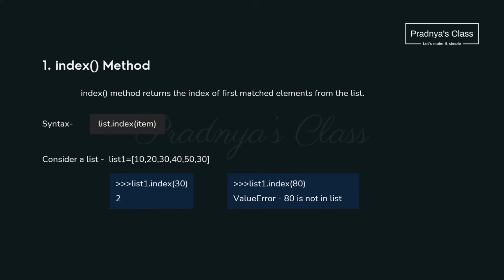The first method is the index method. It gives the index of the first matching element of the list. 30 in this list is at index 2. So we got 2. It will give the first match. That's why we are not getting the index of this next 30 element. Note that if the element doesn't exist in the list, it will raise the exception ValueError.